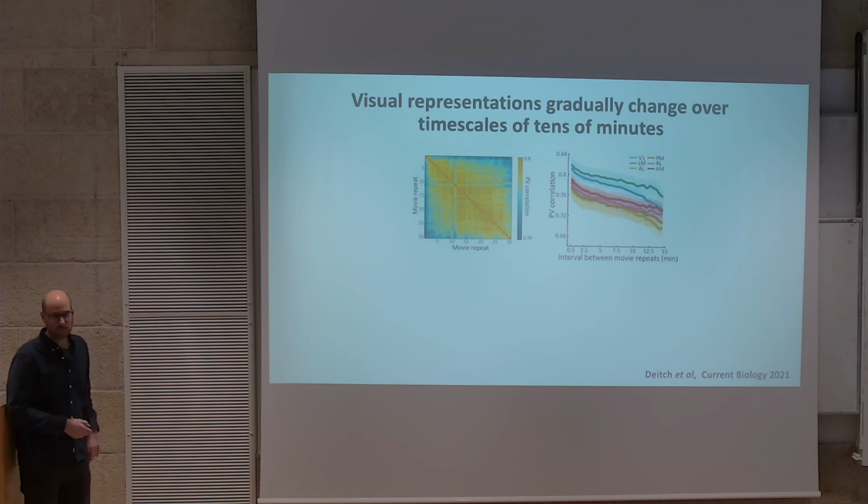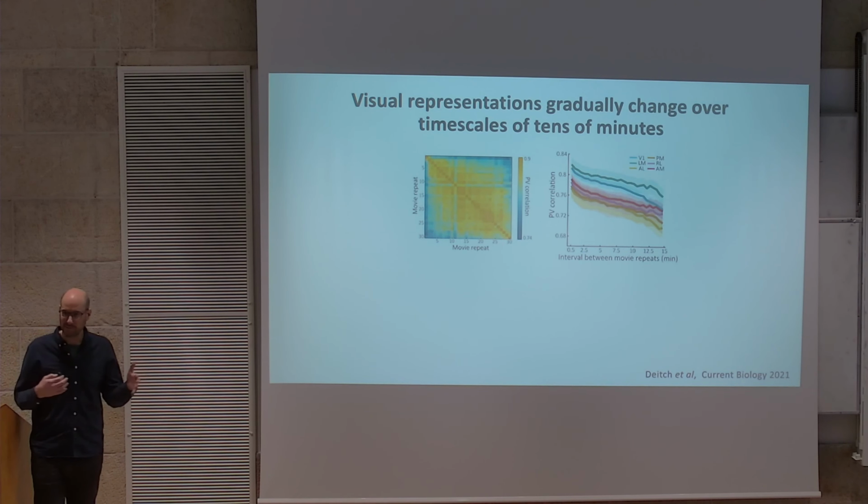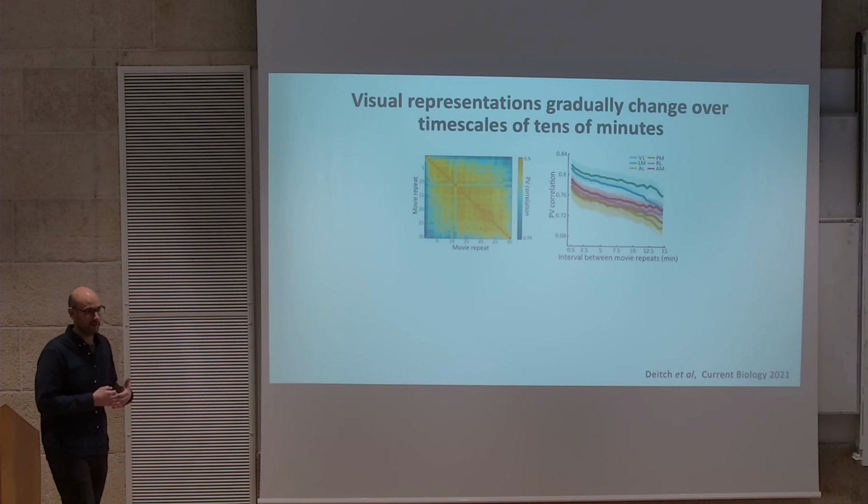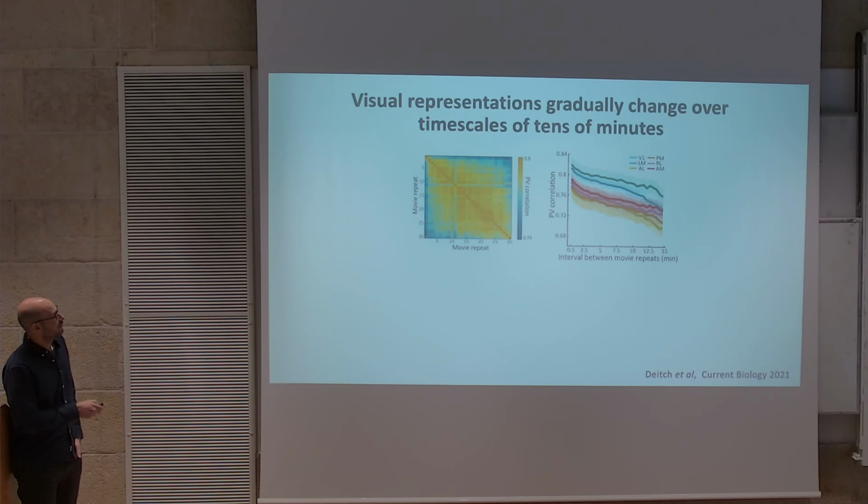So the first thing that we analyzed, we used the Neuropixels data set to analyze the data over timescales of minutes within a session. On the left, you can see the population vector correlation matrix for different movie repeats in one example mouse in V1, and you can see this gradual decay as you move away from the main diagonal. And what you see here for one example mouse, you can see for all mice in all 6 visual cortical areas: this time-dependent decline in population vector correlation across timescales of 15 minutes.